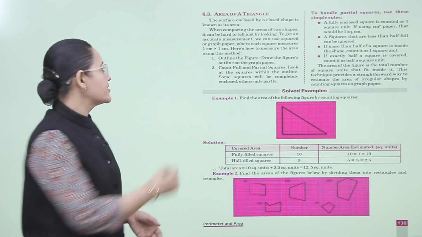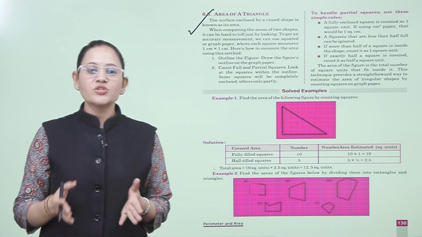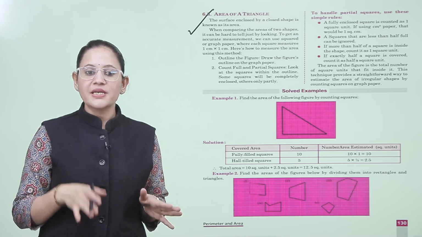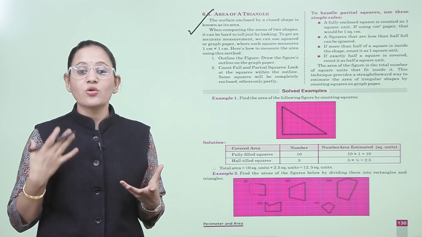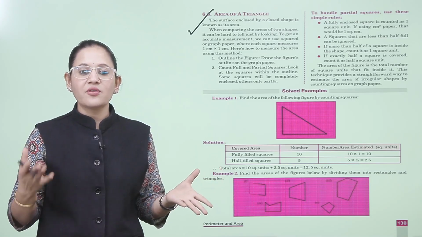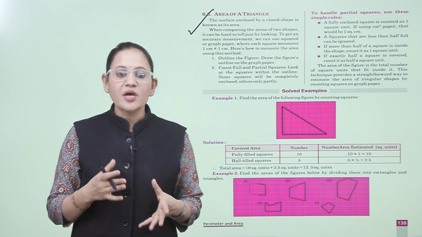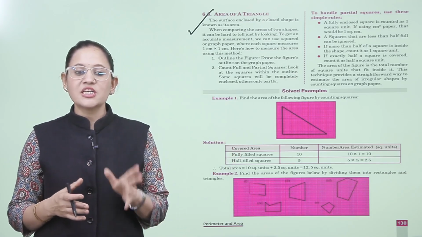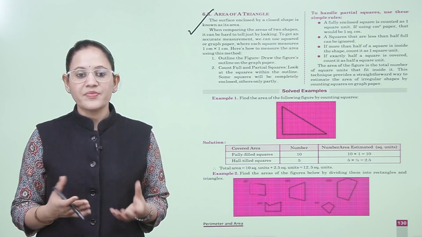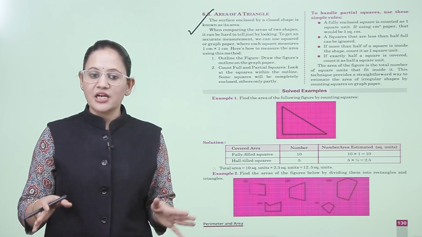Next is area of a triangle. A surface enclosed by a closed shape is known as area. When comparing the area of two shapes, it can be hard to tell just by looking at them. To get an accurate measurement, use squared or graph paper, where each square measures 1 centimeter by 1 centimeter. That is how to measure the area using this method. For that, draw the figure outline on the graph paper.